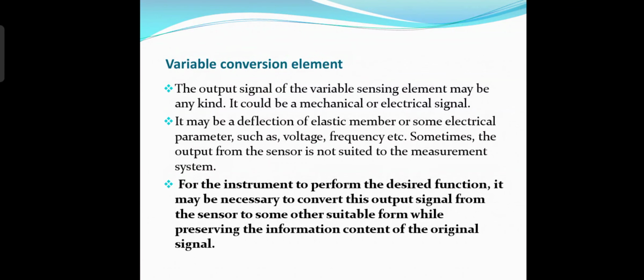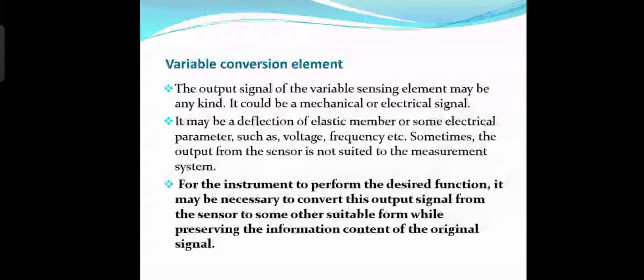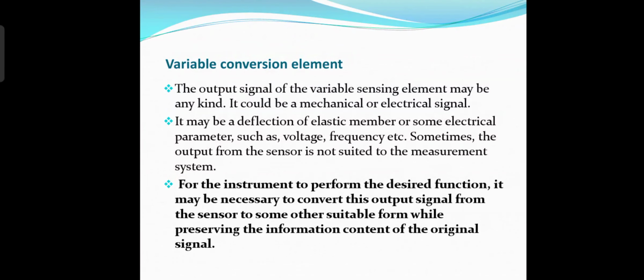It may be a deflection of an elastic membrane or some electrical parameter such as voltage, frequency, etc. Sometimes the output from the sensor is not suited to the measurement system. For the instrument to perform the desired function, it may be necessary to convert this output signal from the sensor to some other suitable form while preserving the information content of the original signal. Some systems do not need any variable conversion element, whereas some need more than one variable conversion element.